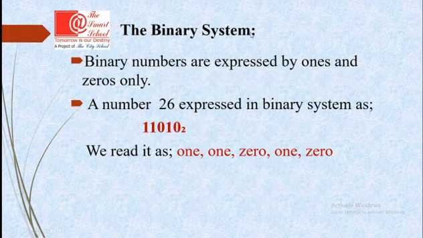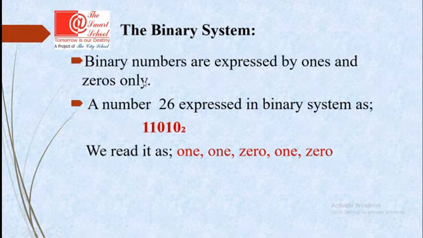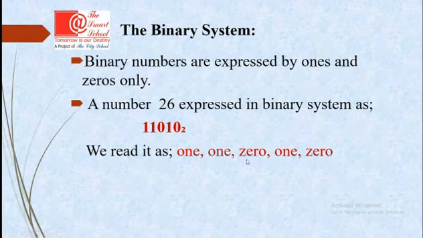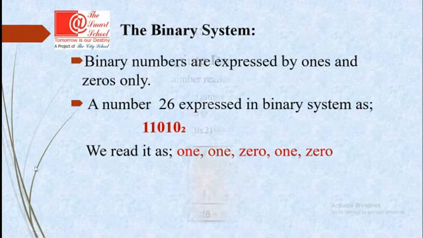Now the binary system. The binary numbers are expressed by 1s and 0s only. There are no other digits used. A number 26 is expressed in binary system as 11010 base 2. We will not read it as eleven thousand ten. We will just read it as 1 1 0 1 0.